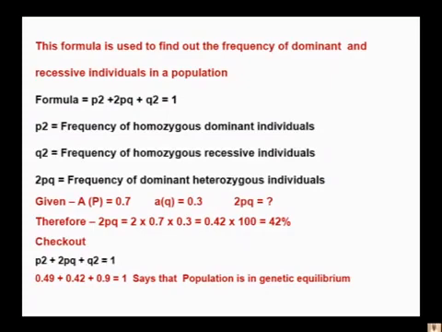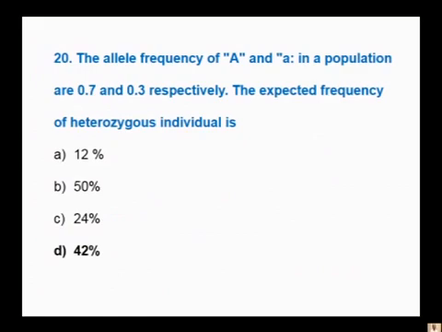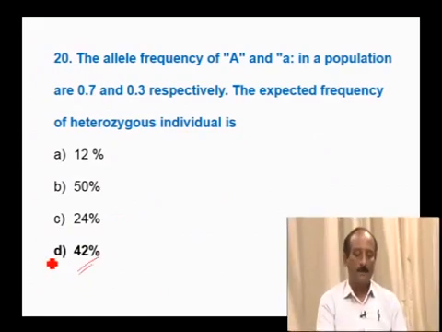Therefore, here 2pq equals 2 into 0.7 into 0.3, that gives 0.42. If you multiply 0.42 by 100, you will get 42%. If you check this answer, 0.49 plus 0.42 plus 0.09, if you add all these, you will get 1, that is the constant. Yes, the correct answer for this question is 42%, option D.